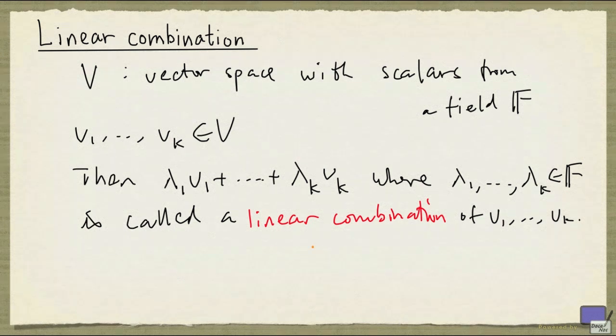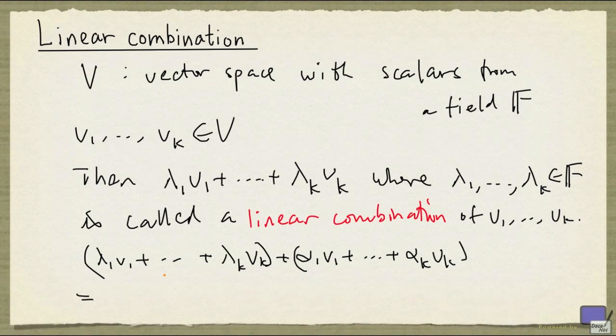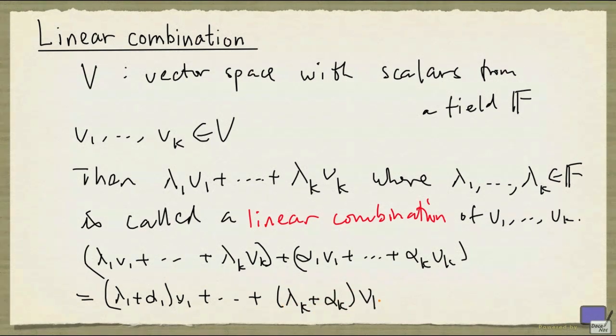Now, one interesting fact is, if you add two linear combinations of v1 up to vk, you also get back a linear combination of v1 up to vk. For example, say my two linear combinations are lambda 1 v1 plus all the way to lambda k vk, and my second linear combination is alpha 1 v1 plus all the way to alpha k vk. Using the properties of scalar multiplication and vector addition, I can rewrite this as lambda 1 plus alpha 1 times v1 plus all the way to lambda k plus alpha k times vk, which of course is a linear combination of v1 up to vk. Now let's take a look at some examples.